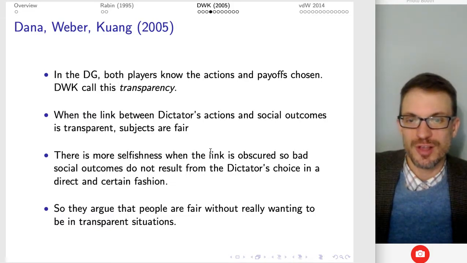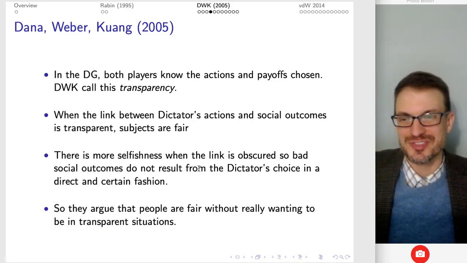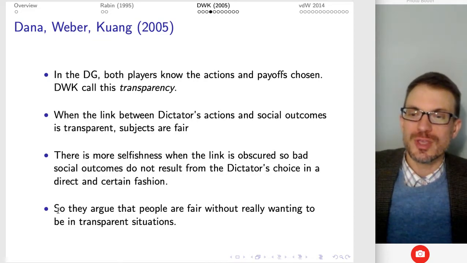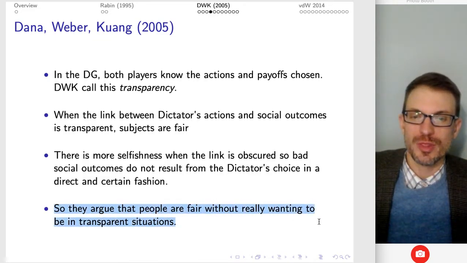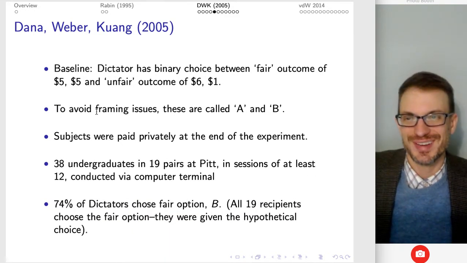There's more selfishness when it's not clear, because think of what's happened. If you're the recipient and you know there's a clear link between what the dictator's done and what you've gotten, then you know that they intended to give you nothing if you walk away with nothing. So this is why it's relevant. What they're arguing here is people are fair without really wanting to be, just because they don't want it to be discovered that they're not actually a fair person, right?